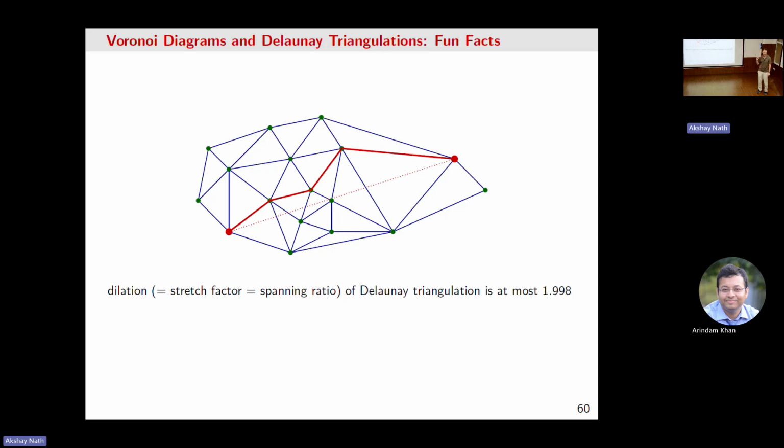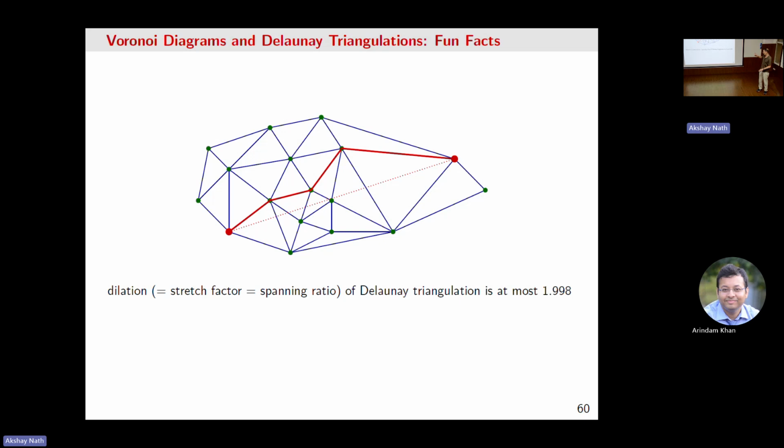And the Delaunay triangulation has a constant dilation. Actually, it's slightly below 2. And if you want to work on a nice but very difficult open problem, you can try to see if you can prove a better bound. It was conjectured that it should be pi over 2. That turns out to be false. There's a construction where the stretch factor is slightly larger than pi over 2. But there's still a significant gap between this and roughly pi over 2.